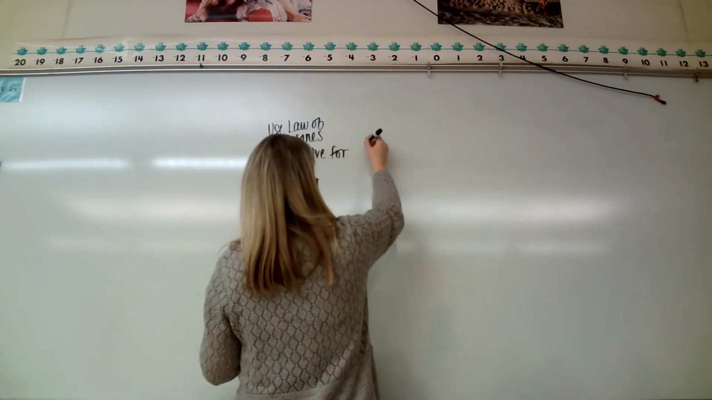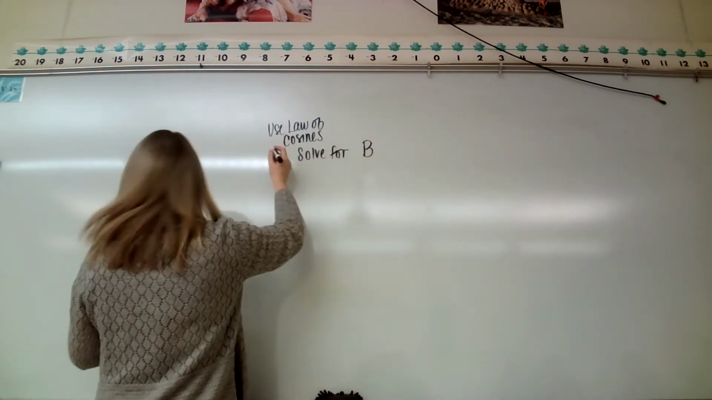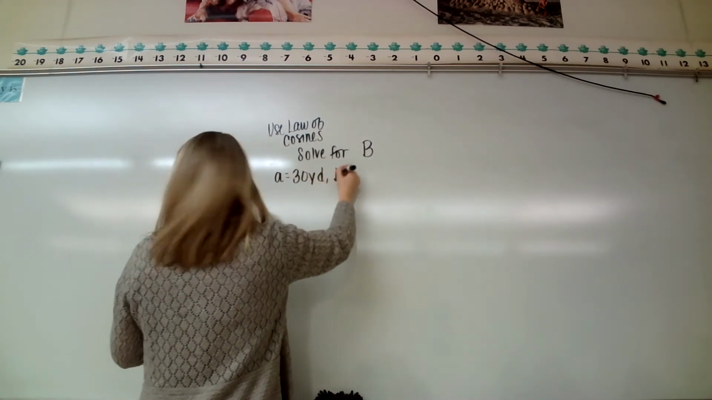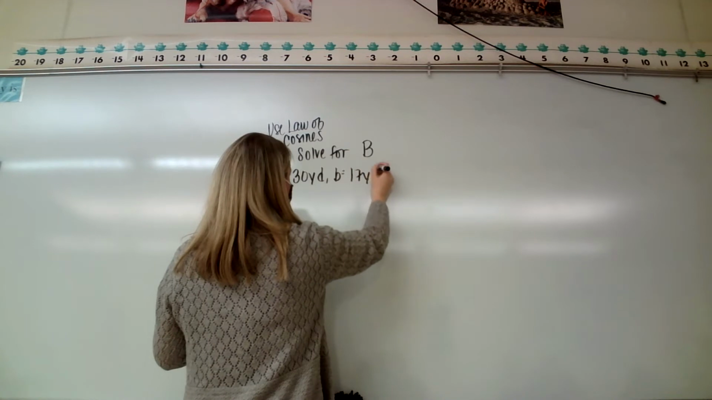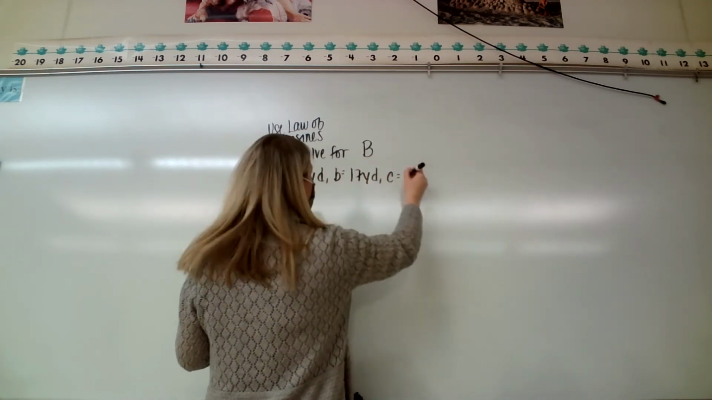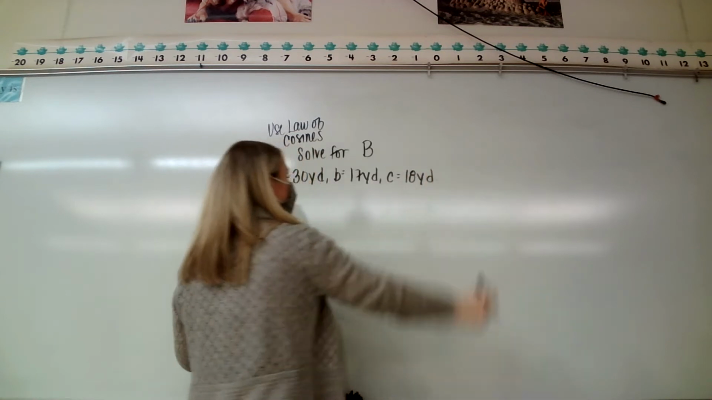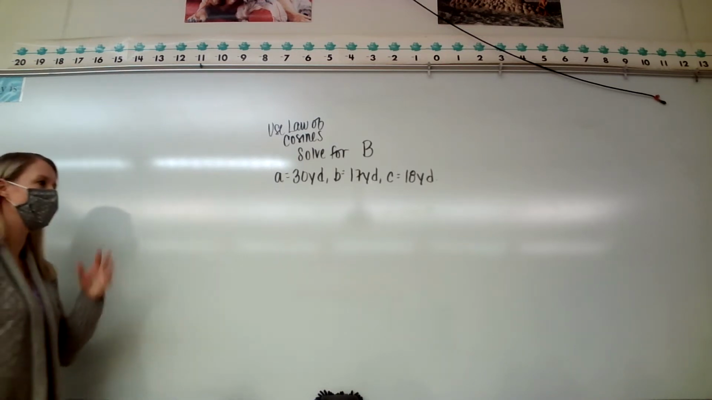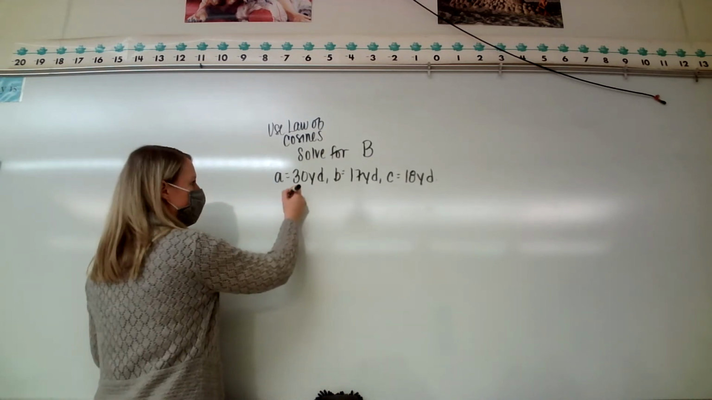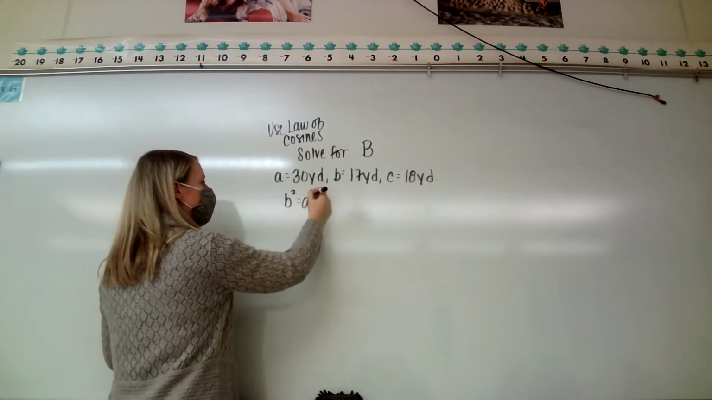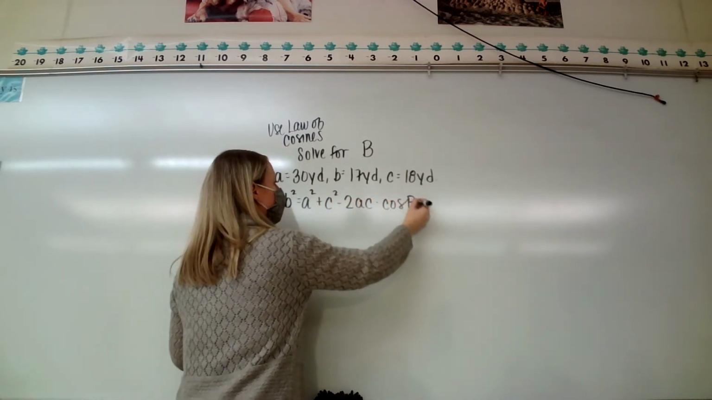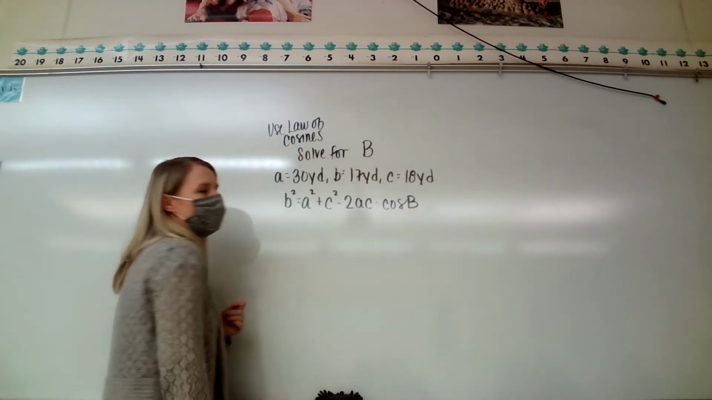Solve for, ooh, this time we'll solve for B. How exciting. Let's see, we got A is 30 yards. B is 17 yards. All right, let me give you the formula too, because we're solving for a different angle this time. Once again, it kind of looks similar, but just letters are in different spots. So it's B squared equals A squared plus C squared minus 2 times A times C times cosine B. So I pick it just based on, it says solve for B, so I just make sure I have the one that had angle B.